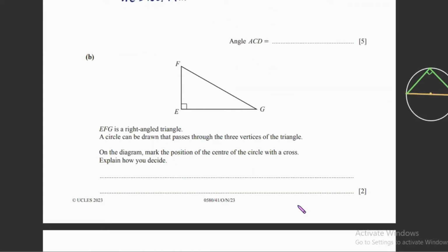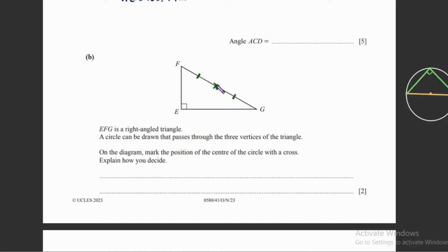In this question, we need to mark a circle that can be drawn that passes through these three vertices, which is F, E, G. On the diagram, mark the position of the center of the circle with a cross. Explain how you decide. The cross has to be marked in the middle of this point here. So it should be here. So this is going to be the center because only then these two sides will be equal.